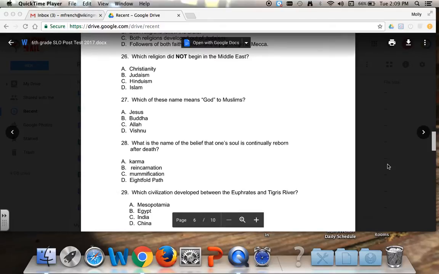Number 27. Which of these names means God to Muslims? A. Jesus. B. Buddha. C. Allah. Or D. Vishnu.